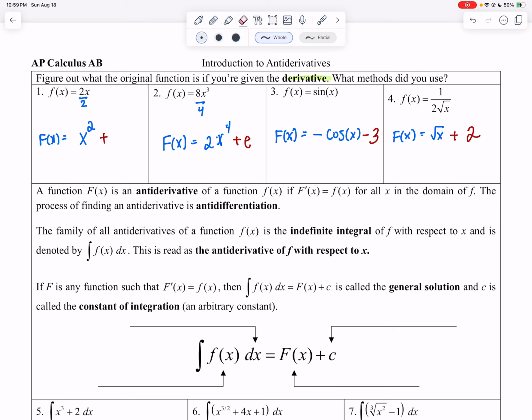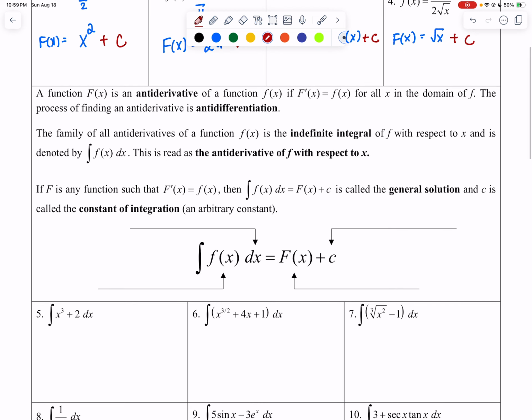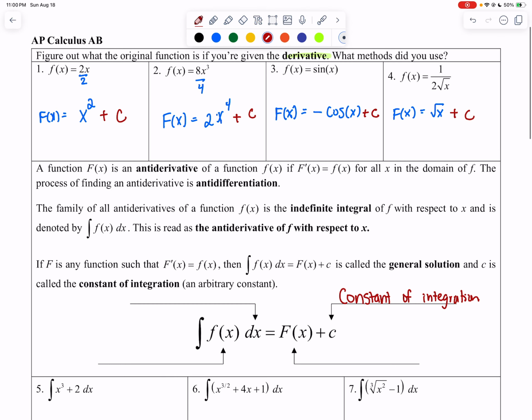So if I could plop any constant, then what I'm going to do is add a plus c to the end of each of my original functions. And that plus c is going to be a placeholder for my constant of integration. Later on, we are going to be finding out what the c value is based off of certain conditions and certain constraints, but we are not there yet.